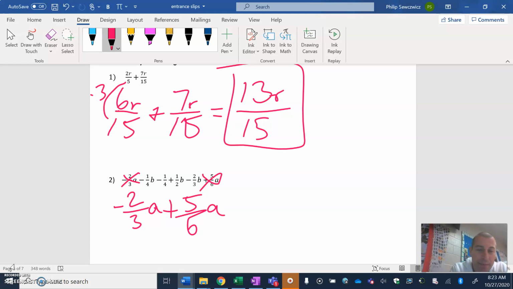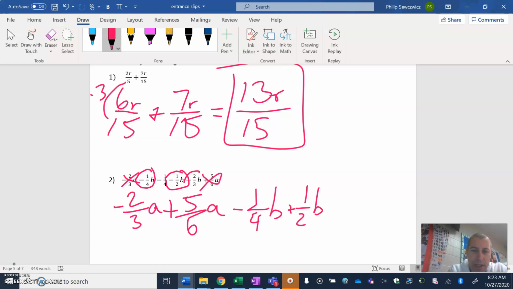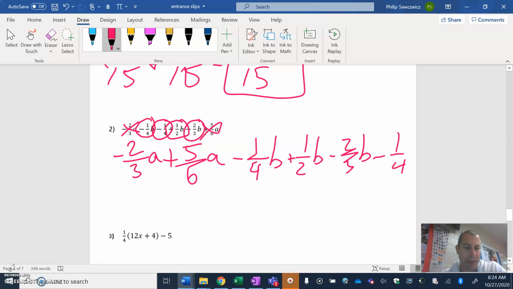All right. Any B's? Yeah, there's a negative 1/4 B. So minus 1/4 B. Any other B's? Yeah, there's a half a B. So plus a half a B. And then there's a minus 2/3 B. So there's another one. And then lastly, there is a minus 1/4. As you can see, it got a little bit messy there. But now I've got them all grouped together.